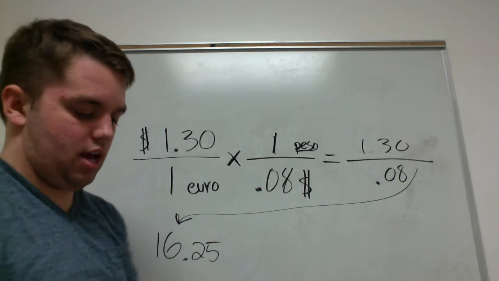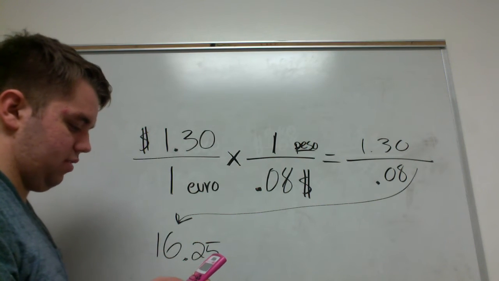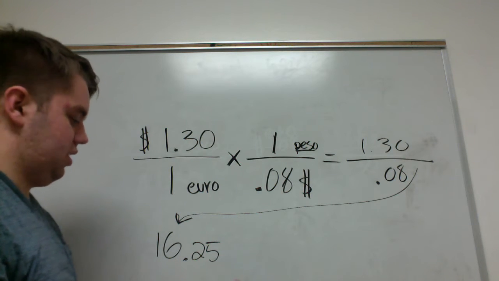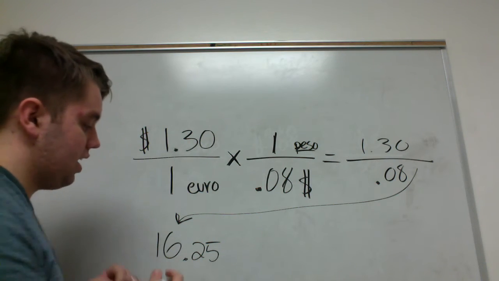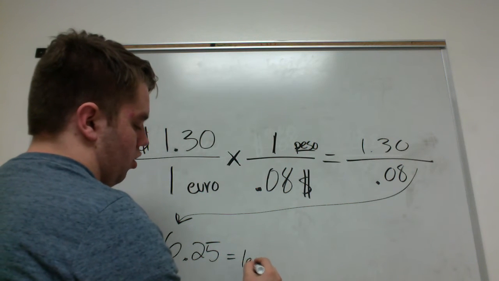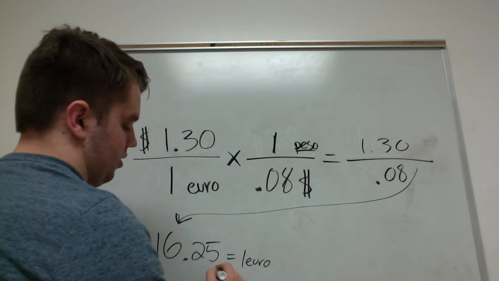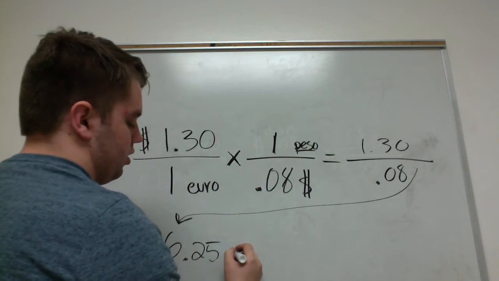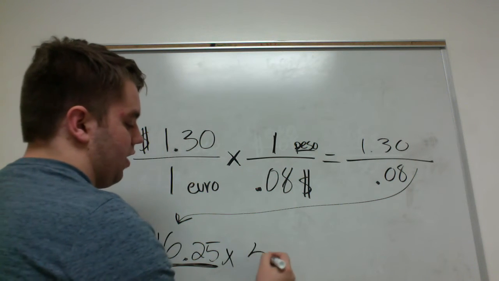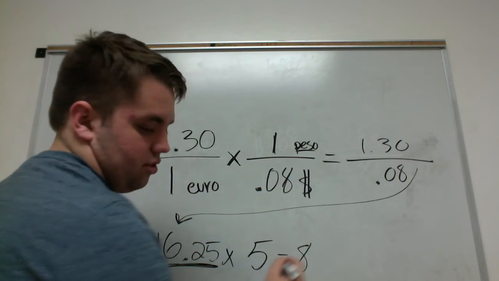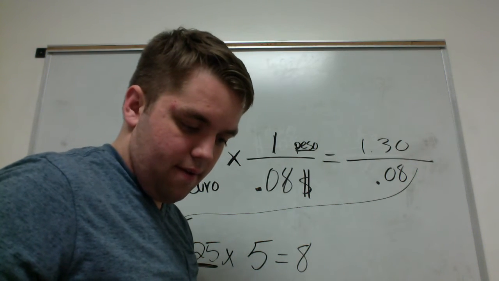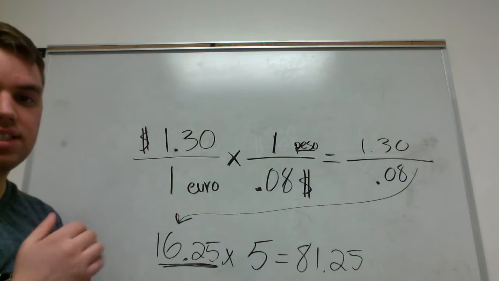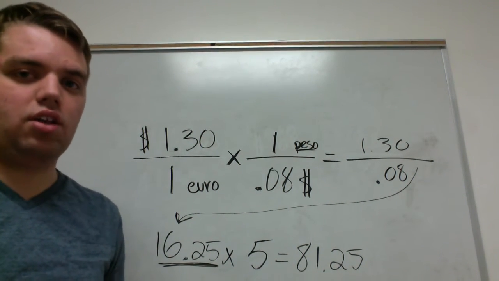16.25 pesos. I'm going to double check my math real fast, but I think that's what I got last time. 1.30 divided by 0.08 is 16.25. So that is how many pesos 1 euro equals. But now that we want to make it 5 euros, all we have to do is multiply this times 5. And that should get us our answer of 81.25.